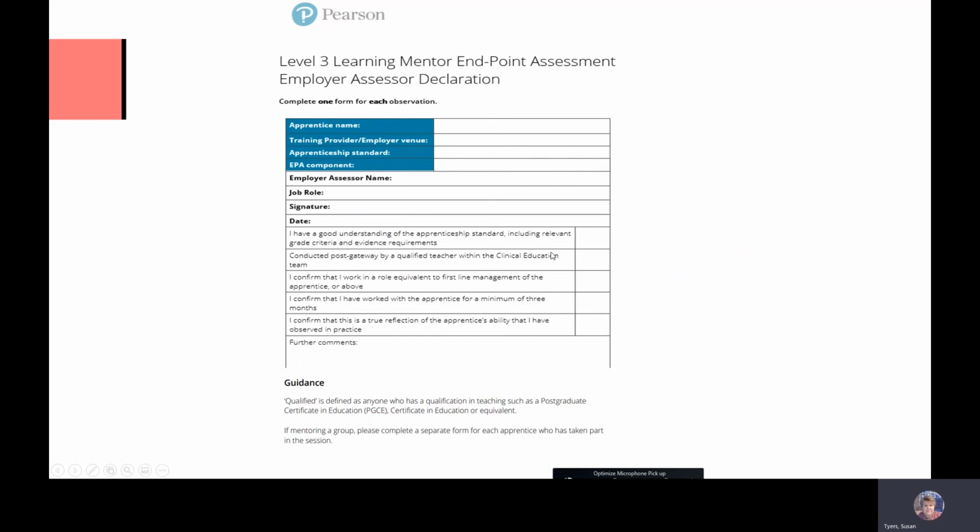So you have a good understanding of the apprenticeship standard, including relevant grade and evidence requirements. Conducted post-gateway by a qualified teacher within a clinical education team. Confirm that you've worked in a role equivalent to first line management of the apprentice or above. And confirm that you've worked with the apprentice for a minimum of 3 months. And confirm that this is a true reflection of the apprentice's ability that you've observed in practice. There's then a box there you can put any further comments that you wish to put in, and just a quick clarification on what qualified means in regards to the person doing the observation.